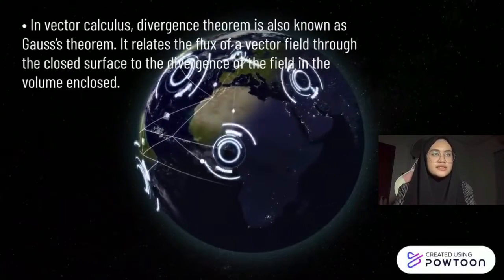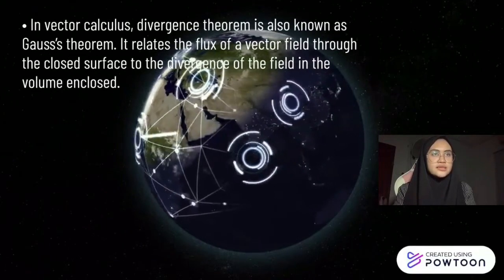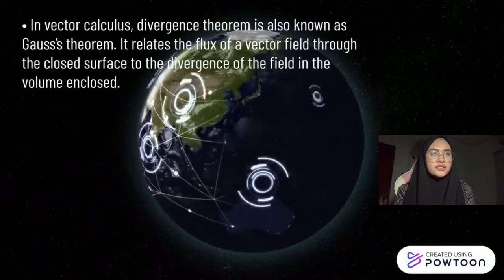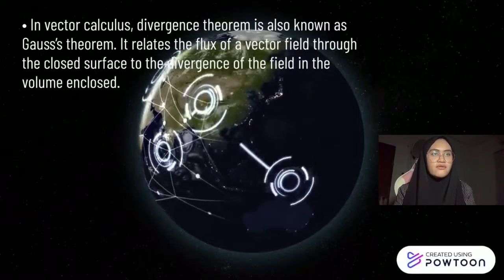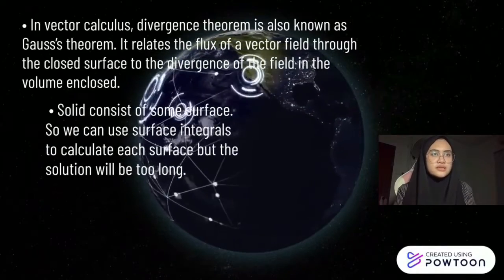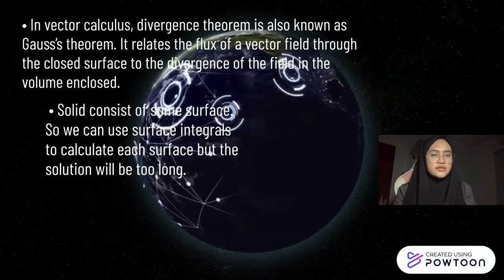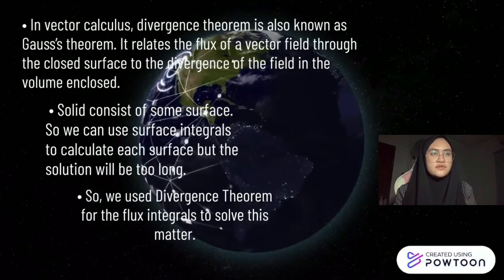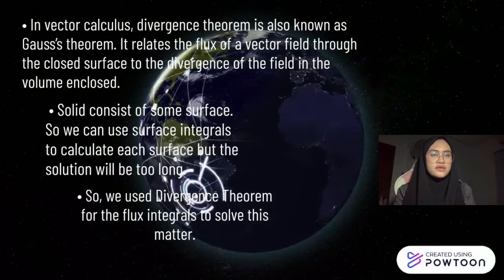In vector calculus, divergence theorem is also known as Gauss Theorem. It relates the flux of the vector field through the closed surface to the divergence of the field in the volume enclosed. A solid consists of some surfaces, so we can use surface integral to calculate each surface, but the solution will be too long. So, we use the divergence theorem for the flux integral to solve this.